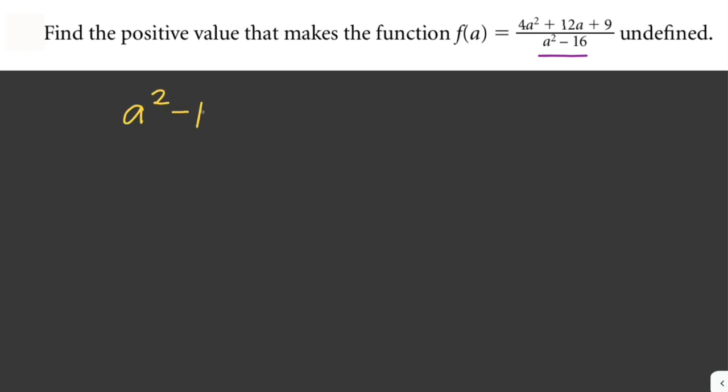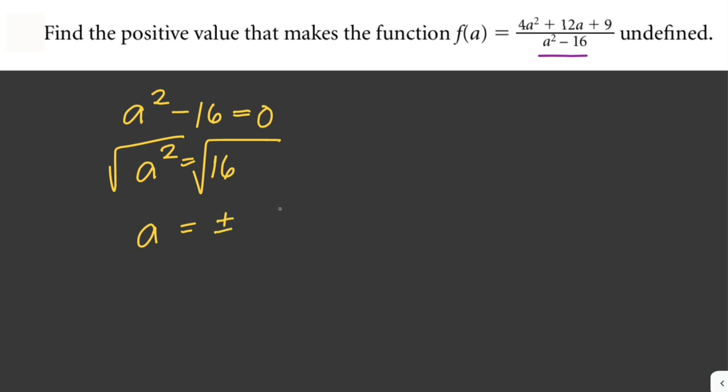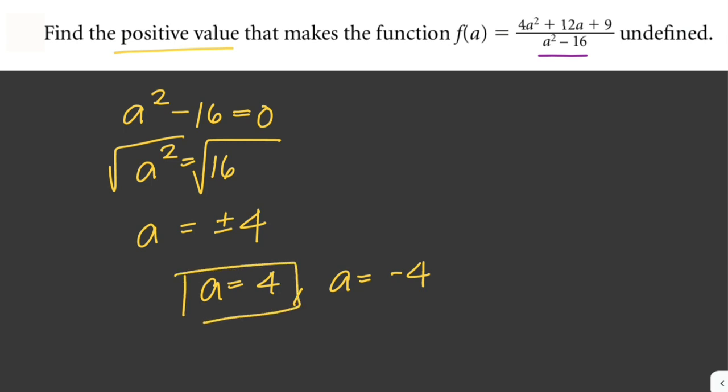So a squared minus 16 equals 0. And now we can solve for the values of a. We can transpose 16 to the right. So this would become a squared equals 16, and we get the square root of both sides. Therefore, a is equal to plus minus 4. So we have two values for a here: a equals positive 4 and a equals negative 4. And we are only asked for the positive value. Therefore, the answer here is positive 4.